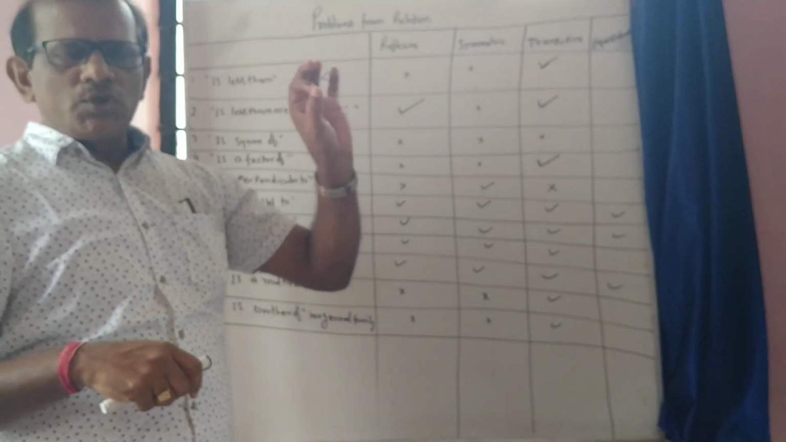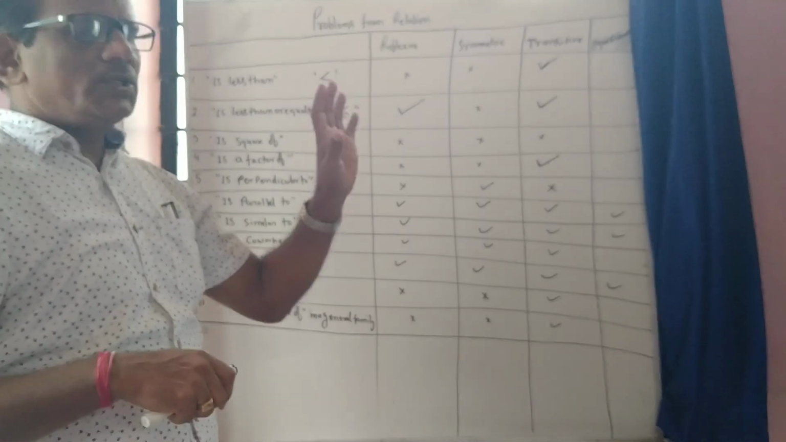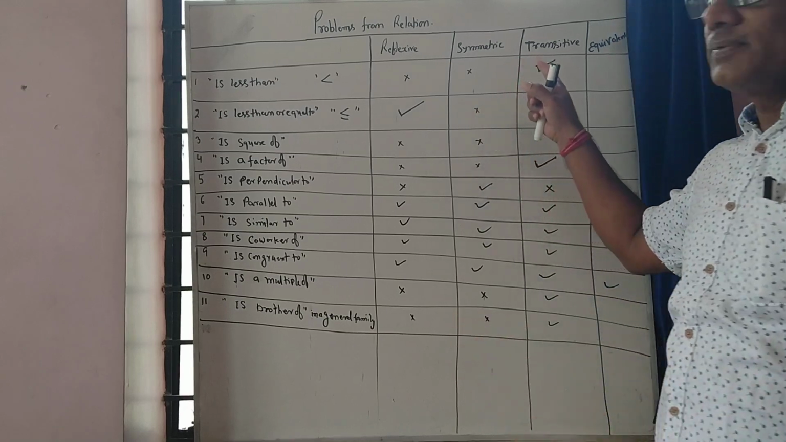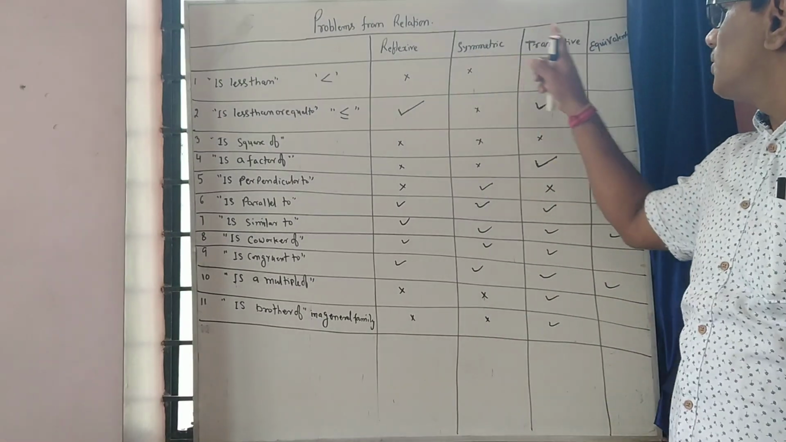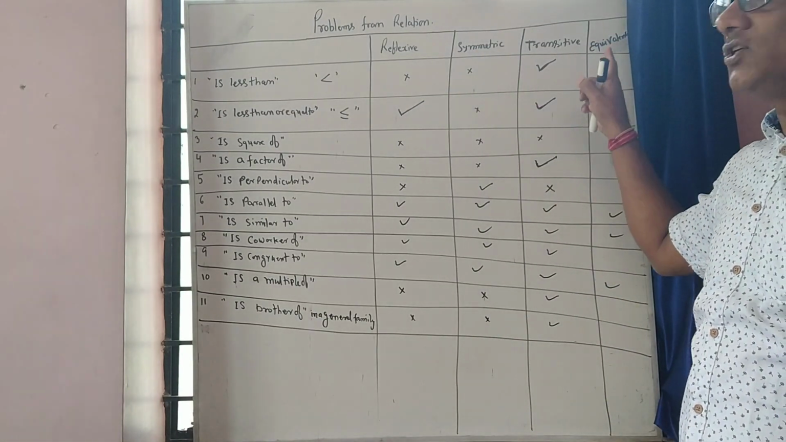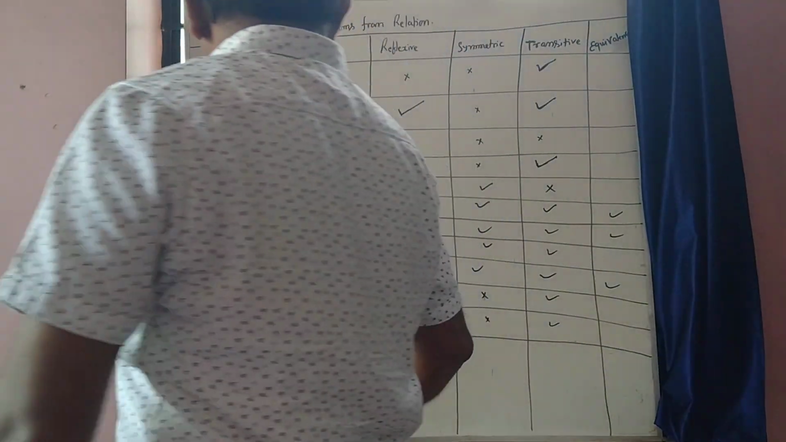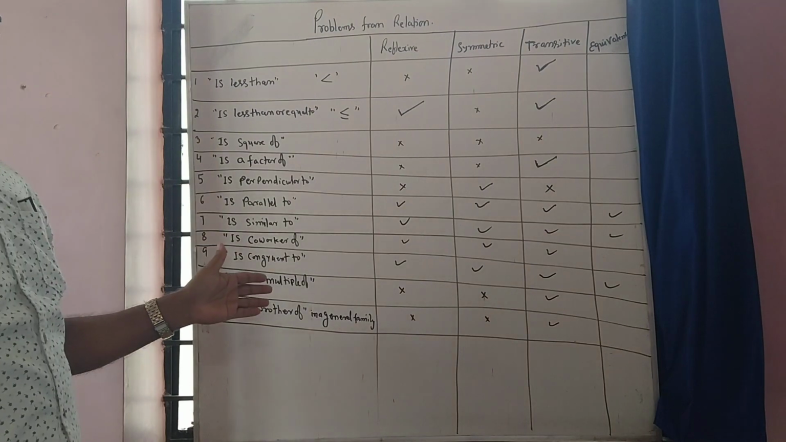Okay. So the theory I have explained in the first lecture. Today I will explain problems. What type of problems are in this chapter? To prove whether the relation is an equivalence relation or not. I have taken some relations. I have written the names of some well-defined relations.